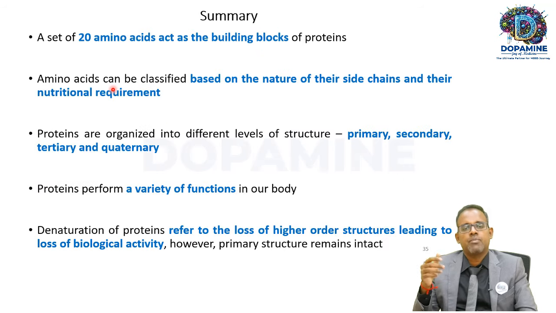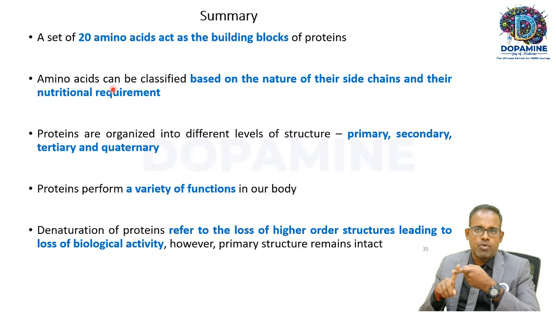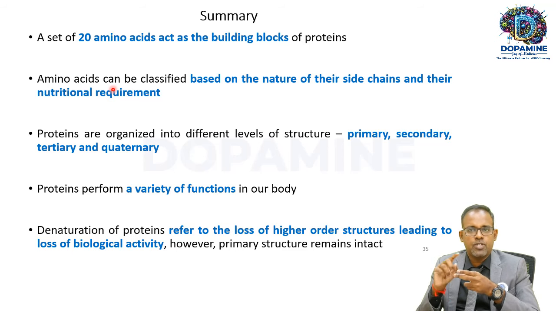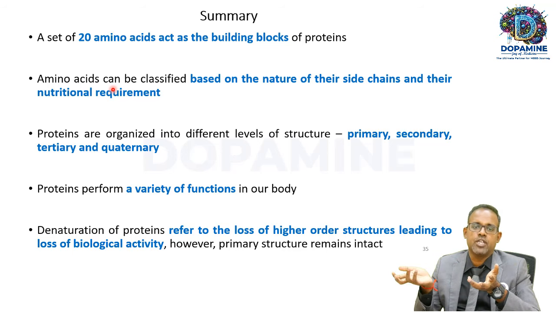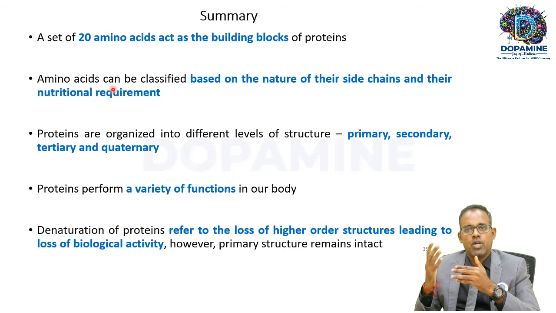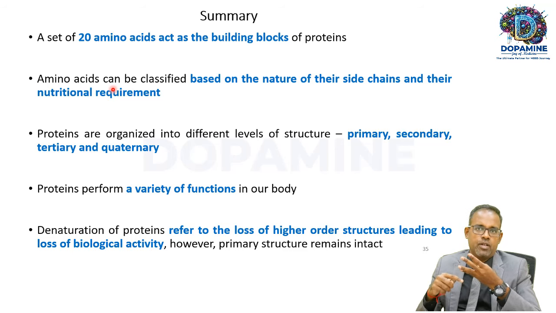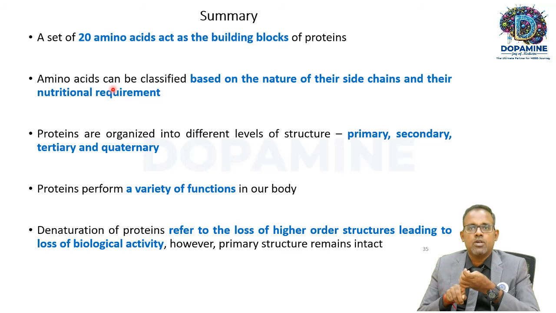To summarize, a set of 20 amino acids act as the building blocks of proteins. Amino acids can be classified based upon the nature of their side chains and their nutritional requirements. For example, based on the side chain as charged, uncharged, polar, non-polar, aromatic, aliphatic. Based upon nutritional importance as essential and non-essential amino acids. And based upon their metabolic fate as glucogenic, ketogenic, or both glucogenic and ketogenic amino acids. Proteins are organized at 4 levels: primary, secondary, tertiary, quaternary. Primary is by peptide linkage, secondary is by hydrogen bonding, tertiary is by disulfide bond, quaternary is by non-covalent interactions.